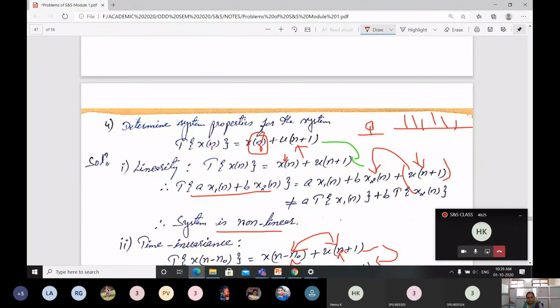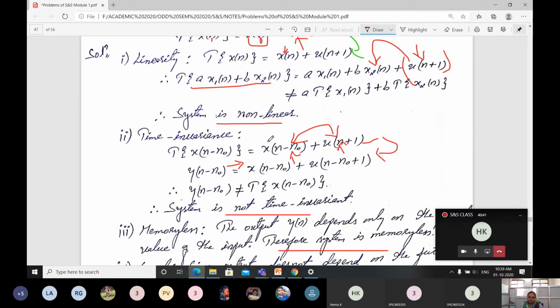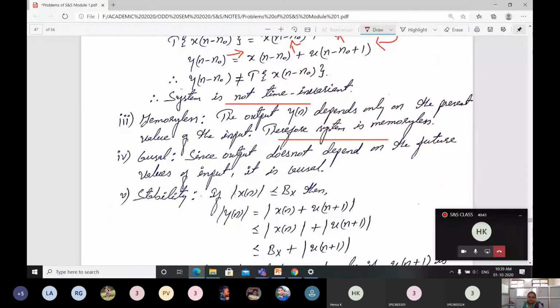When comparing the x of n signal with the unit step, which one has more weightage? In a general way of thinking, x of n has more weightage than u of n plus 1. Based on that we have to check here. Based on that we can say the system is memoryless. What about causality? Since the output depends on the future values, therefore it is not causal.